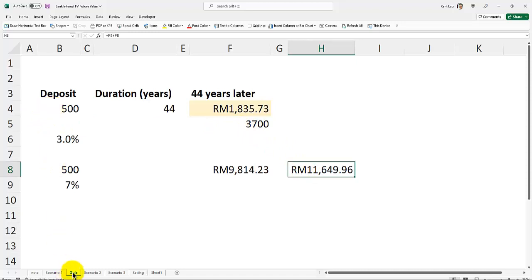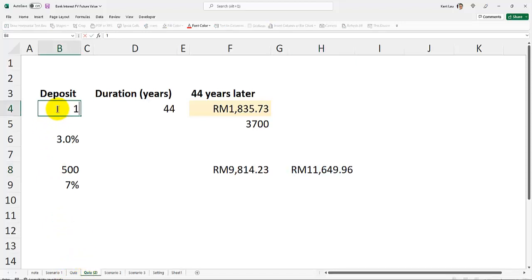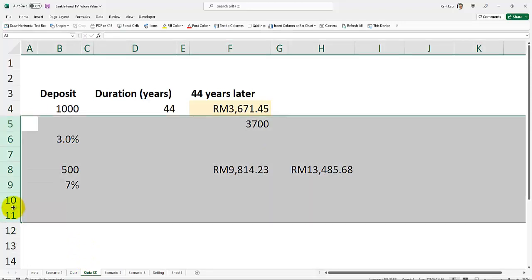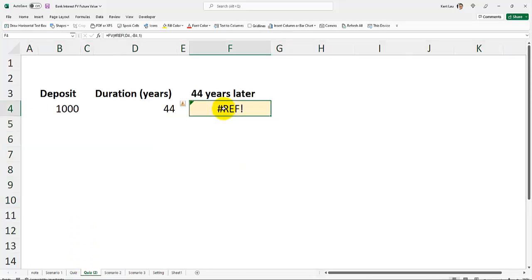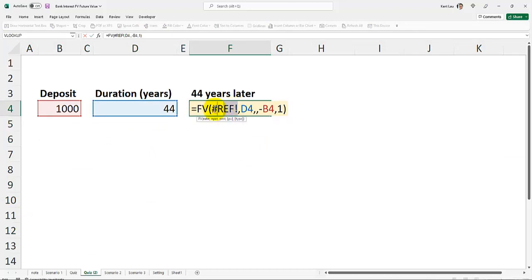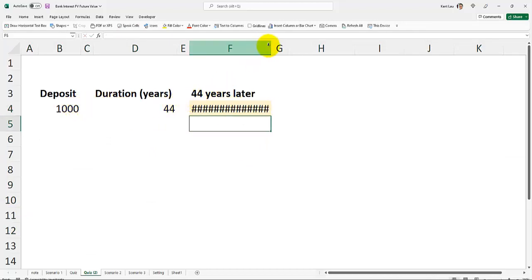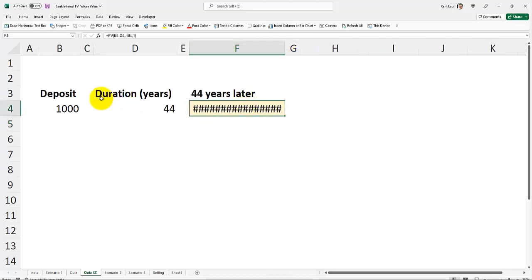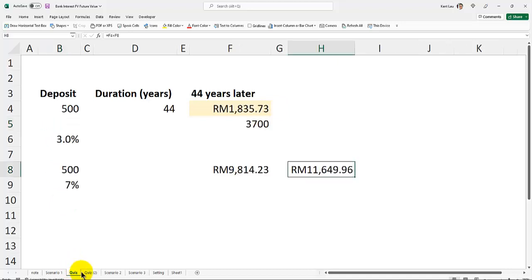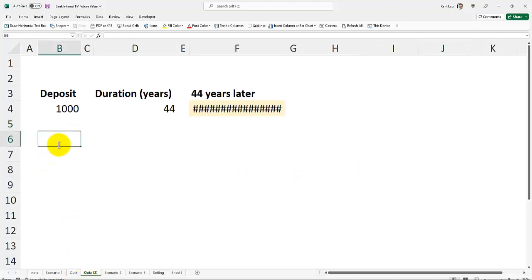So let's duplicate this worksheet again. Let's put 1,000, just in case you forgot. Okay, let's delete this. We'll just put in this value here. Oh, why is that so? Oh yeah, that's because of the figure. Okay, so 3%.